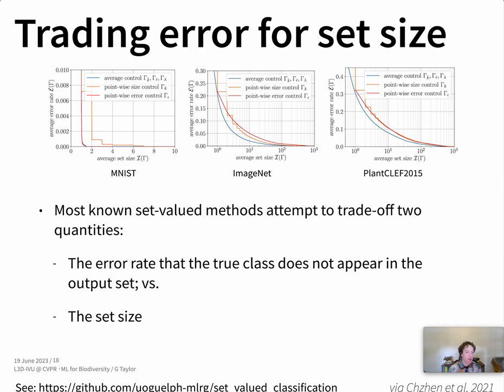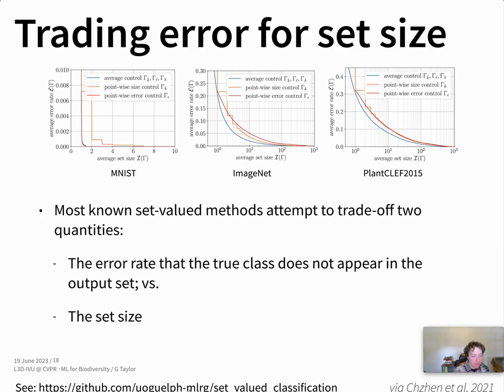Most known set-valued methods attempt to trade off two quantities. There's the error rate, that the true class doesn't appear in the output set, but there's also the set size. I didn't really mention this: you can basically get zero risk by just outputting the largest set size possible. The set size is the exact same as the number of classes, but this is not a really useful set-valued classifier. So you have to trade these two things off against each other. And so we can make these plots. This is from a benchmarking exercise. There's an excellent set-valued classification overview paper, a survey by Schützen et al. And they evaluate different techniques.